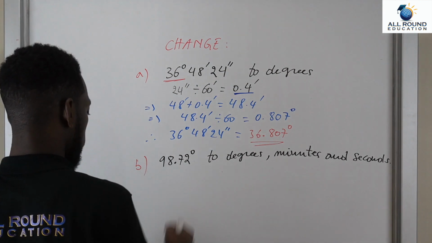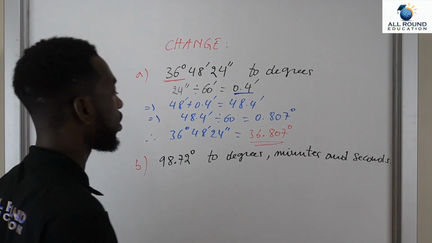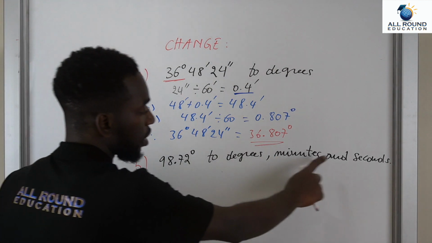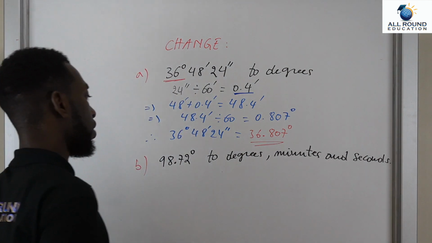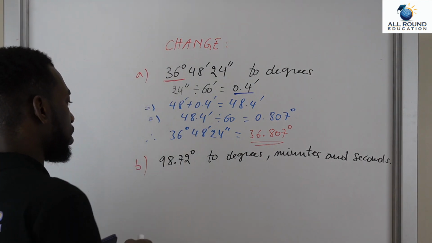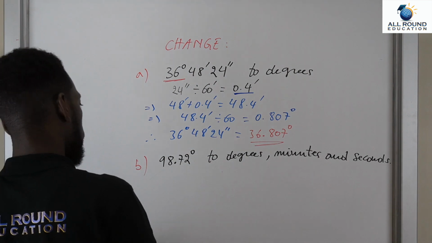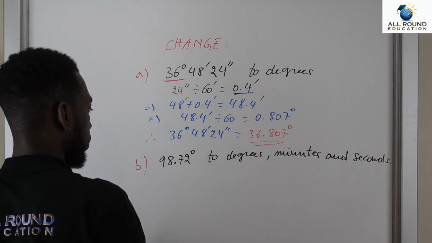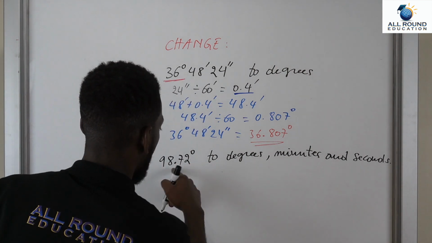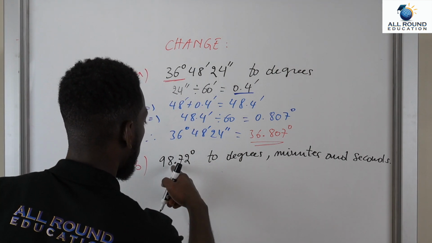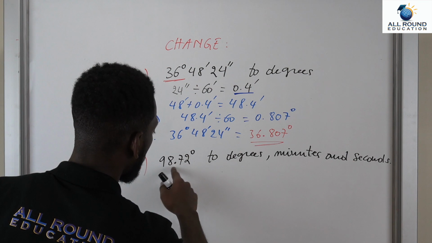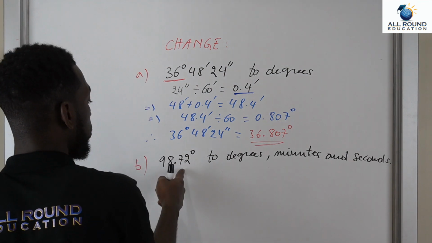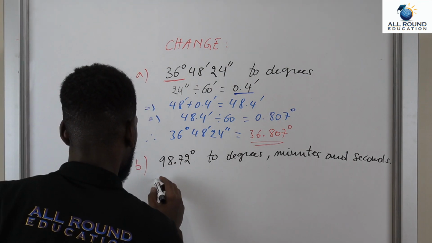And now let's look at the second one. It says convert to degrees, then minutes, and then seconds. So we start with degrees. How do we do this? We have 98 degrees as a whole, but then we have 0.72.